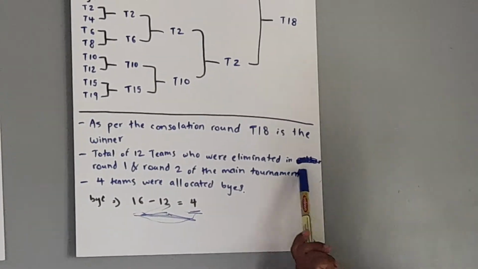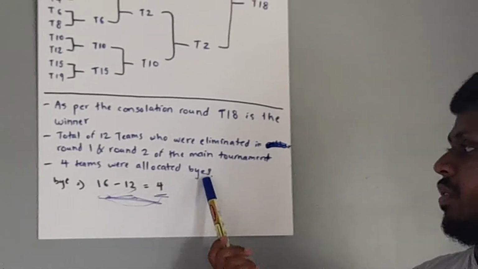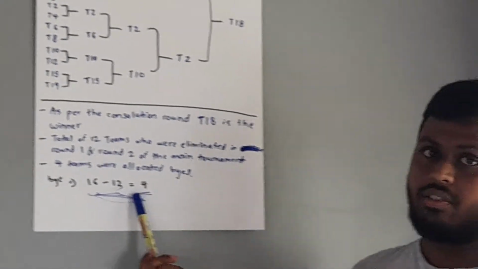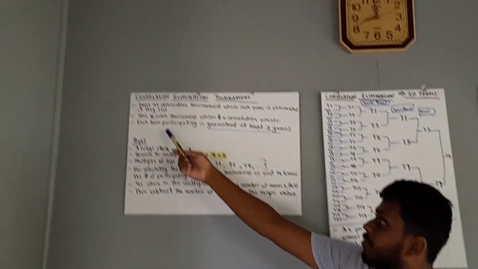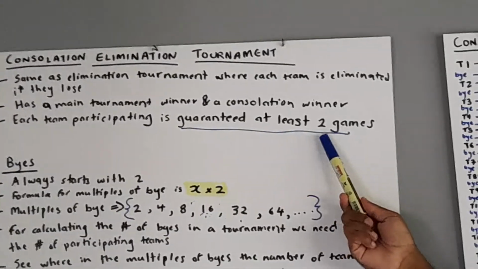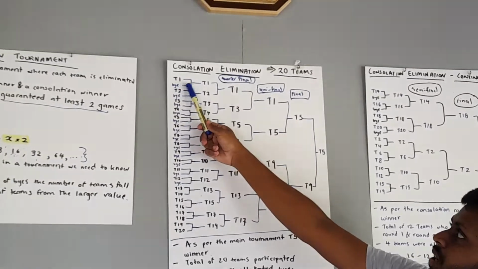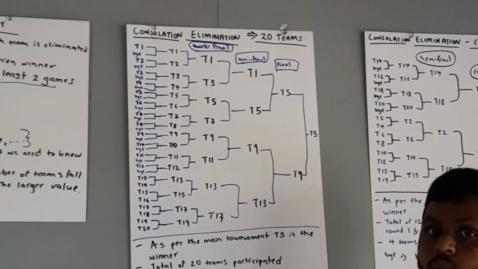12 teams were eliminated in round 1 and round 2 of the main tournament, and 4 teams were allocated byes, as you can see, located over here. Now, as we can see from here, the basic property is that each participating team is guaranteed at least 2 games. So we can check, for team 1, how many games did they play? 1, 2, 3, 4 games. So they meet the category. They played 2 or more games.